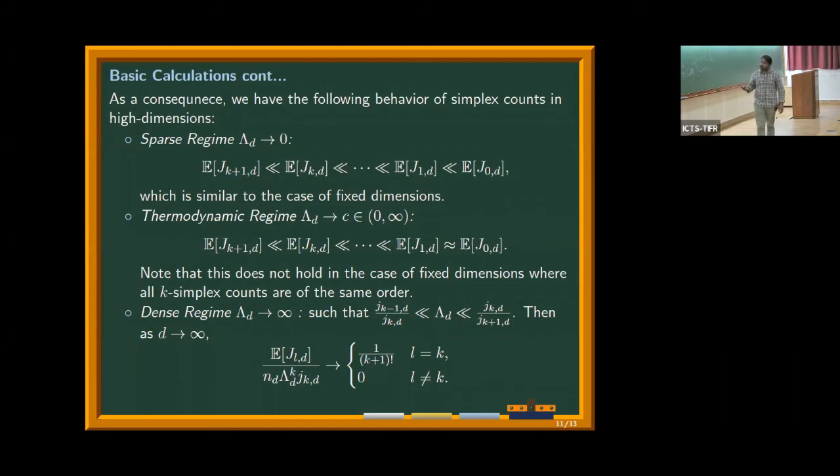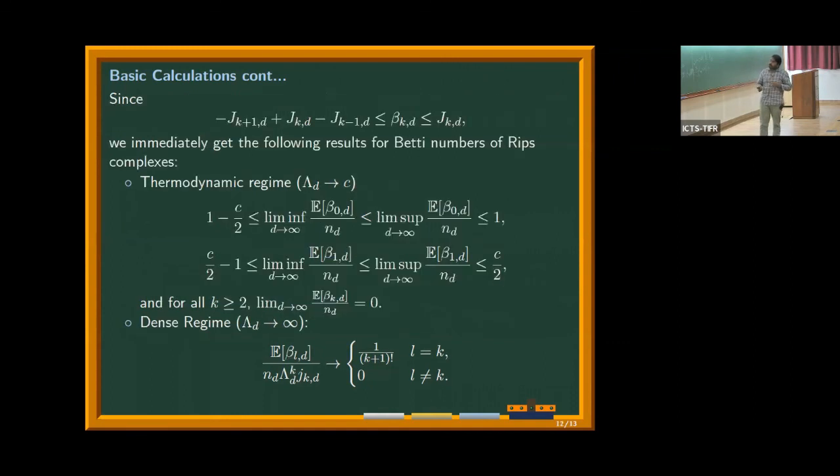So here also, when L equals K, then only those K simplexes are dominating, otherwise all others go to 0. So this kind of stuff also does not happen in fixed dimensions. As I told you, we start with the simplex counts due to this inequality.